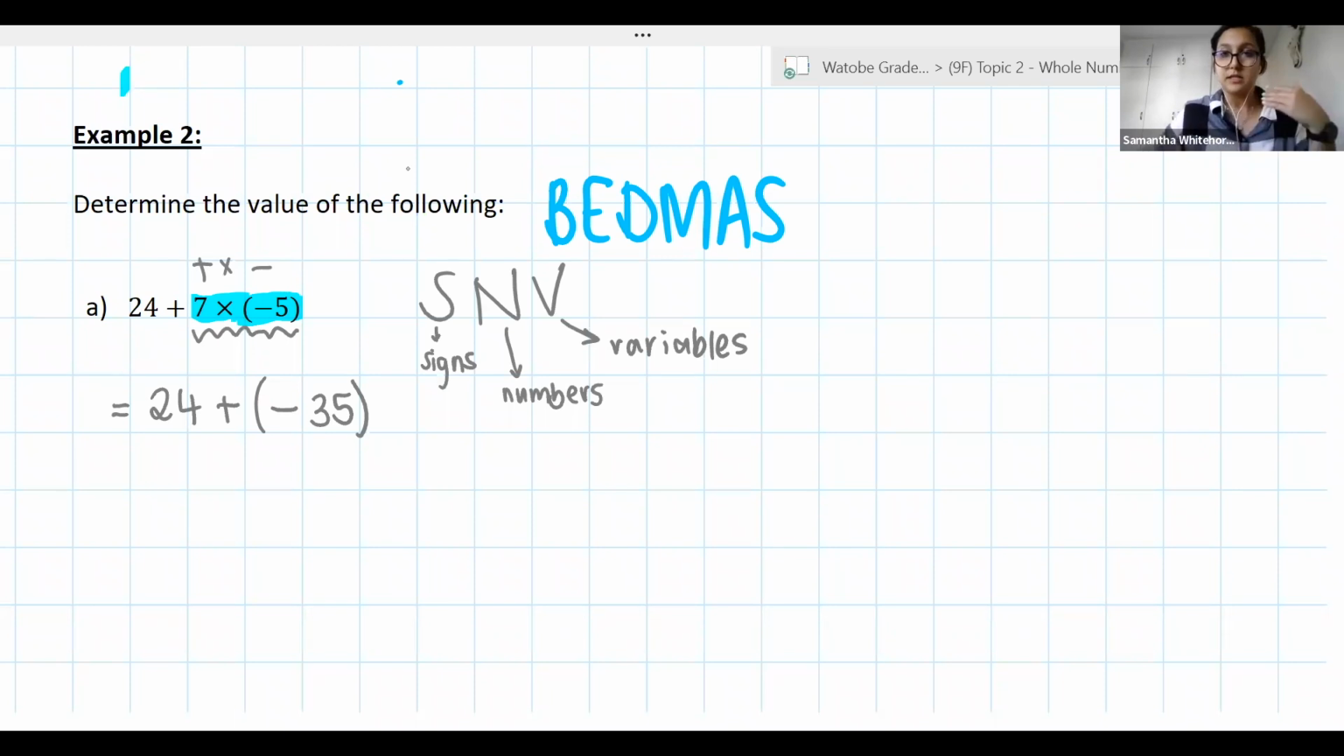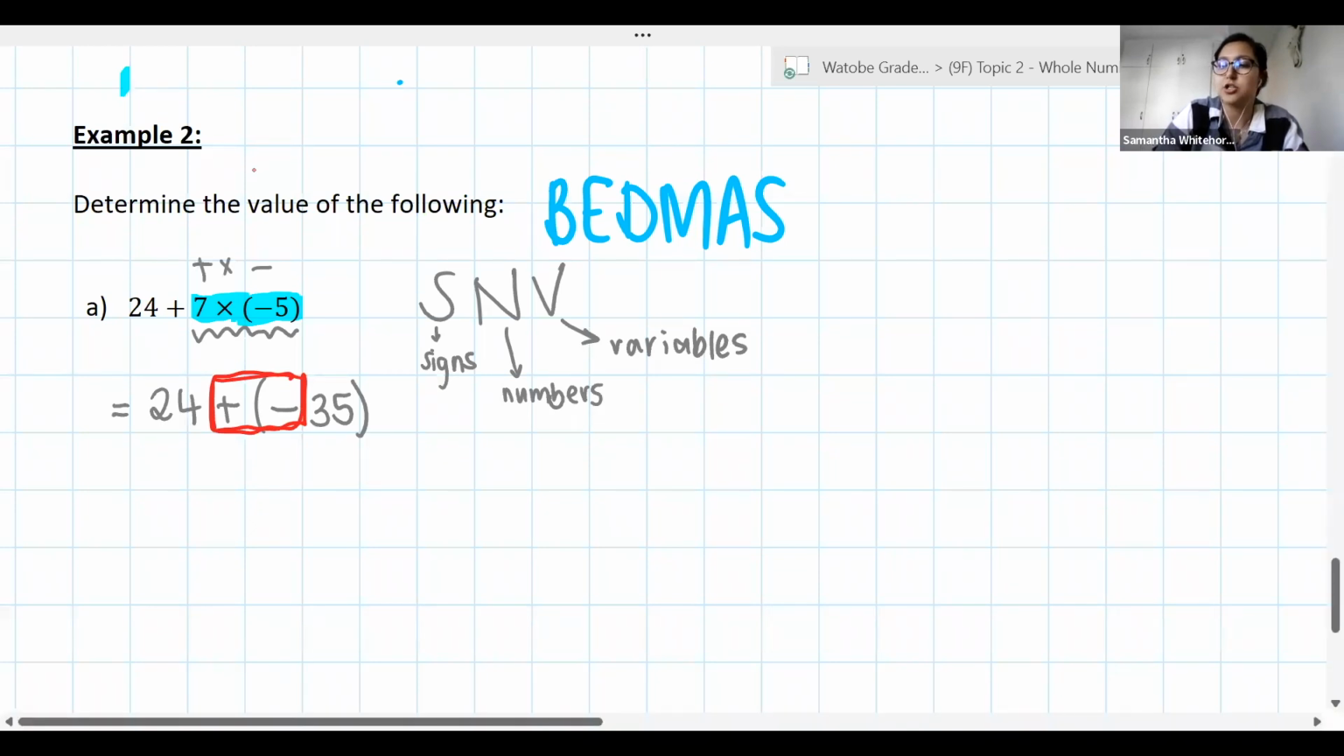But now I've got my product, or the answer to my multiplication. Now I need to be careful because we know that something happens when I've got a plus and a minus next to each other. So quickly on the chat, what sign do I actually end up working with when I've got a plus and a minus next to each other? What sign should I be working with? A positive or a negative?